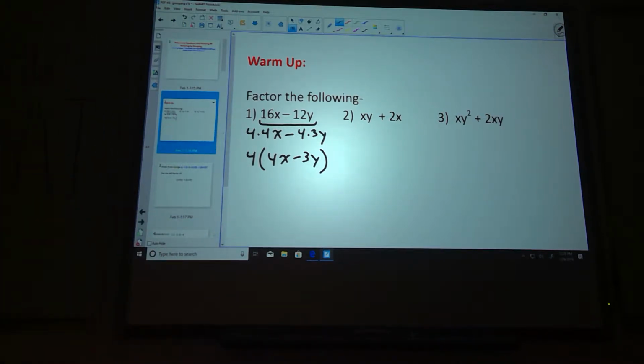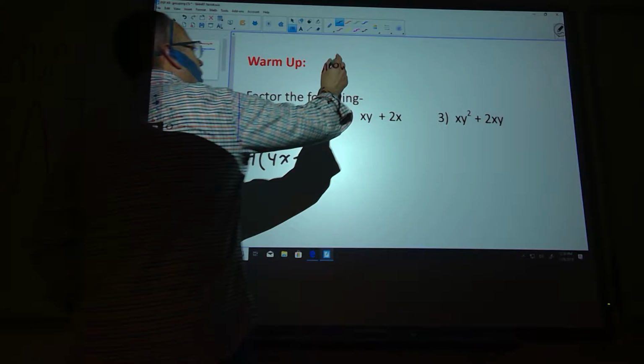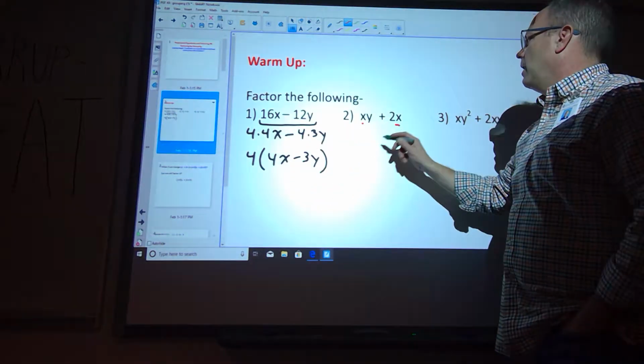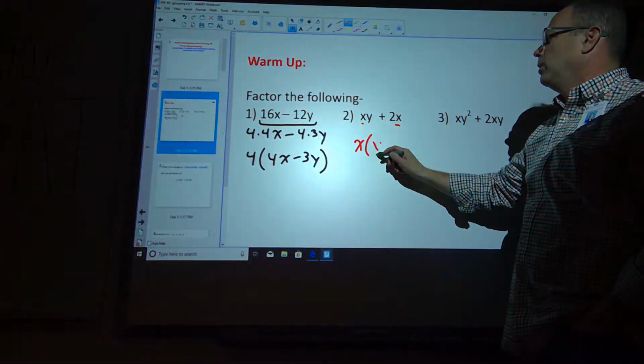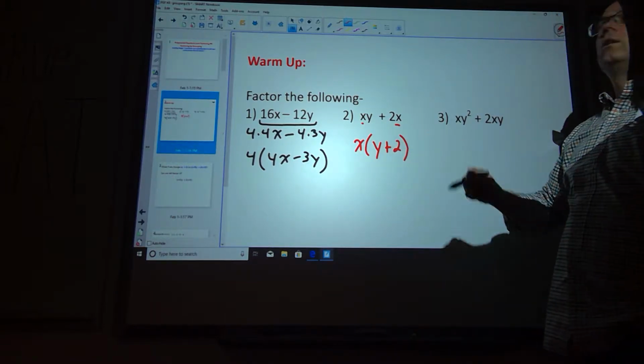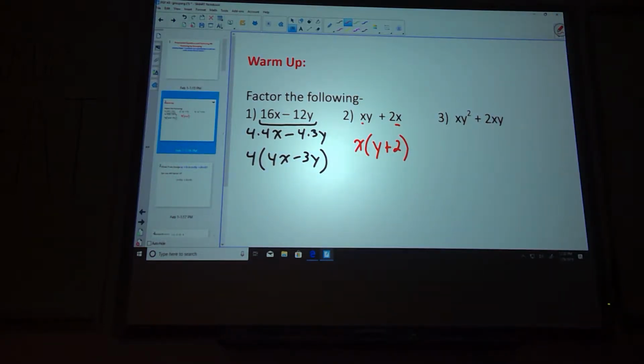Okay, so we're just warming up. We've already seen this a little bit. What about number 2? What does it look like I could take out of both terms? They both have an x in common, so I pull an x out front, and it leaves me y plus 2. Right? Cool. And then what about this last one?